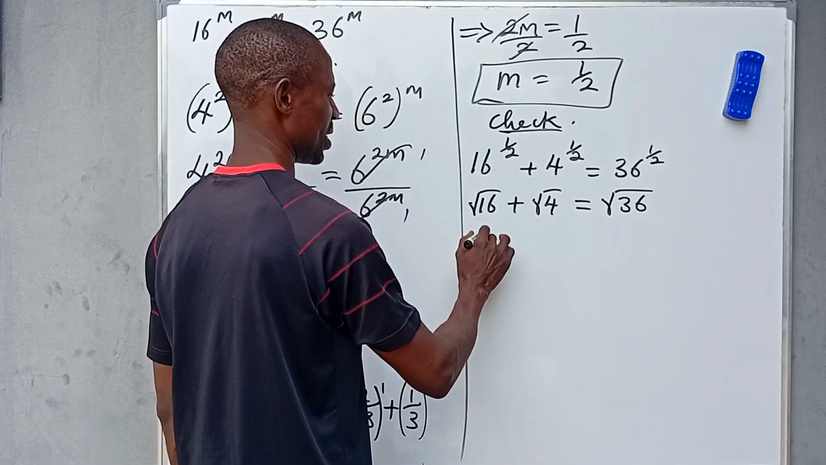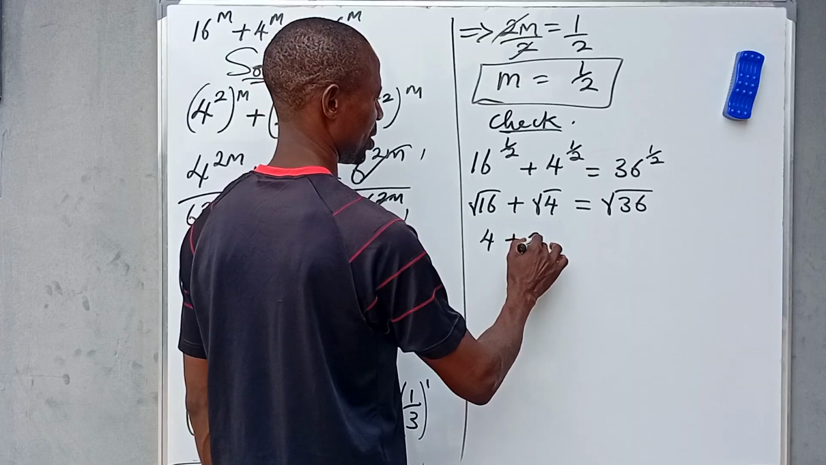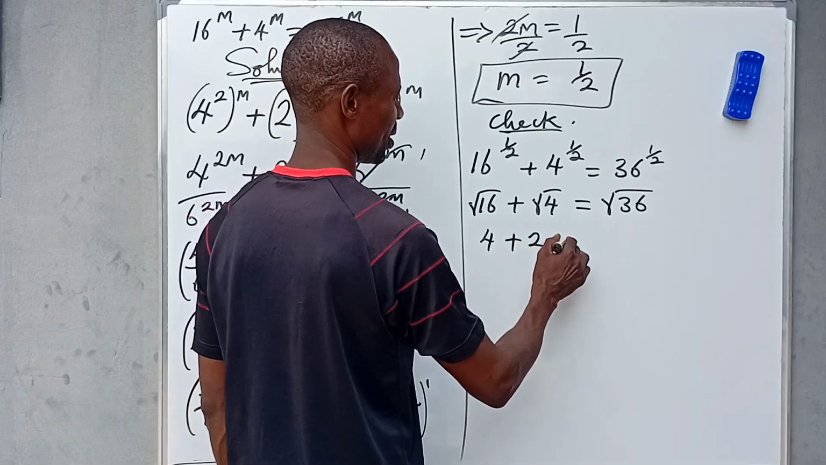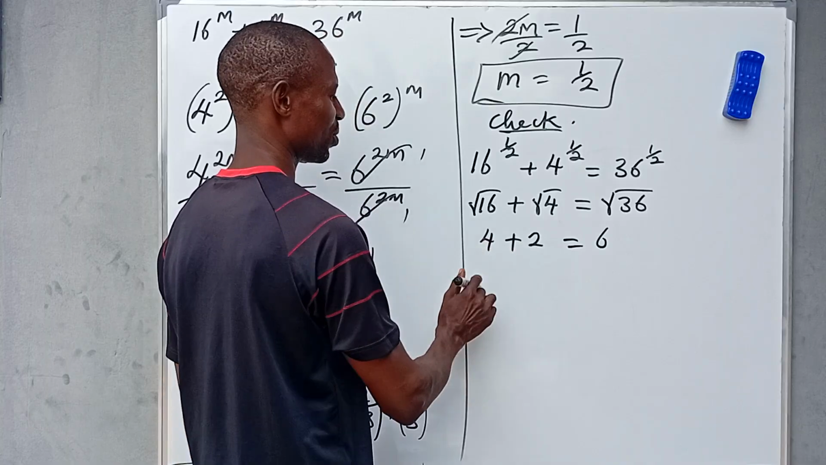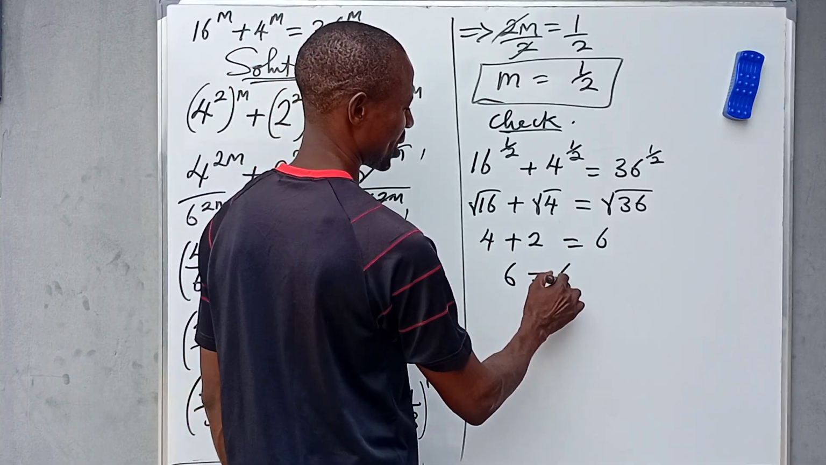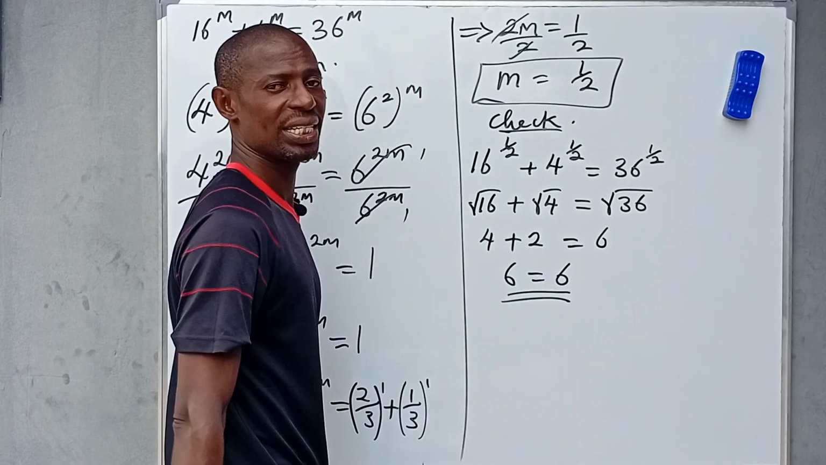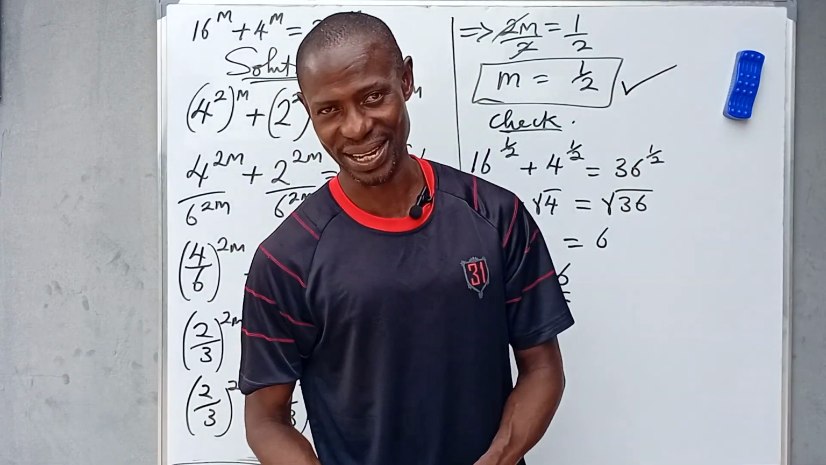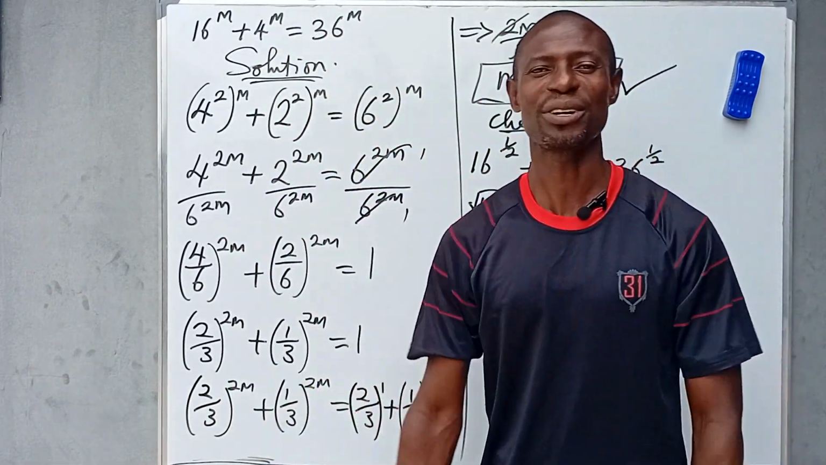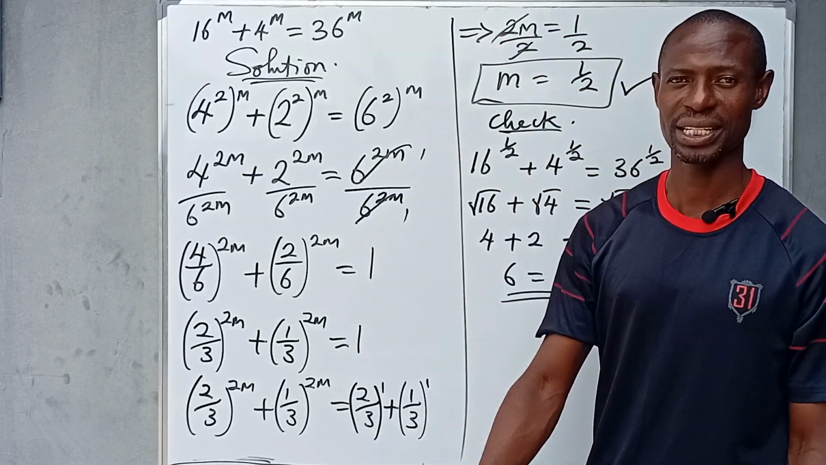The square root of 16 is 4, the square root of 4 is 2, and the square root of 36 is 6. If we add 4 to 2, that gives us 6. So we have 6 equals 6. It means that our root m equal to 1 over 2 actually satisfies the original equation. So this is how you solve exponential equations of this kind.